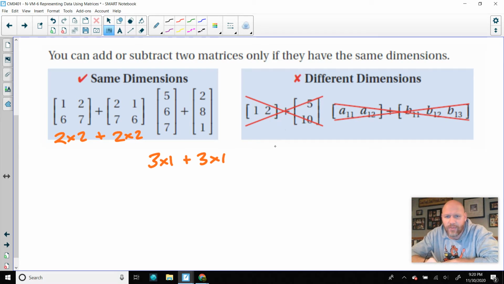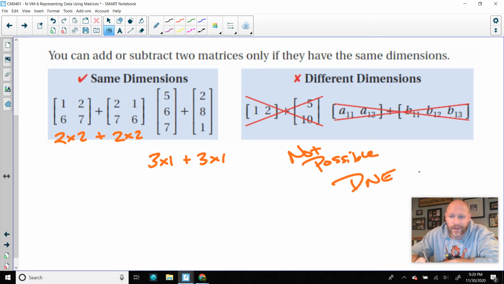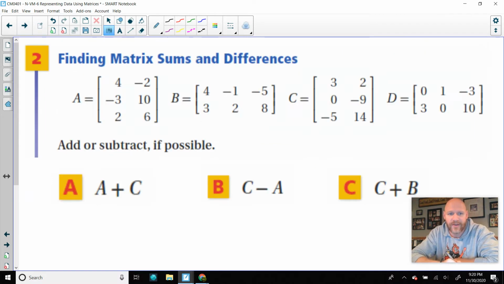However, if the dimensions don't match, this is not possible. We could also use the words does not exist. Some people would say null set. Those are all ways to say that you can't add those together. So if we're going to add them together, and once we have the dimensions that are the same, it's a really simple process.